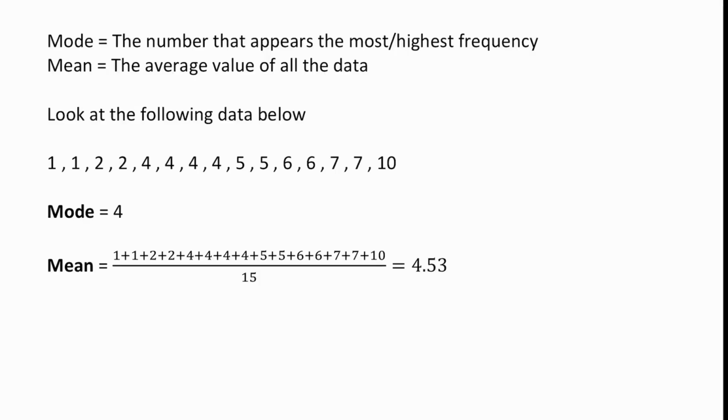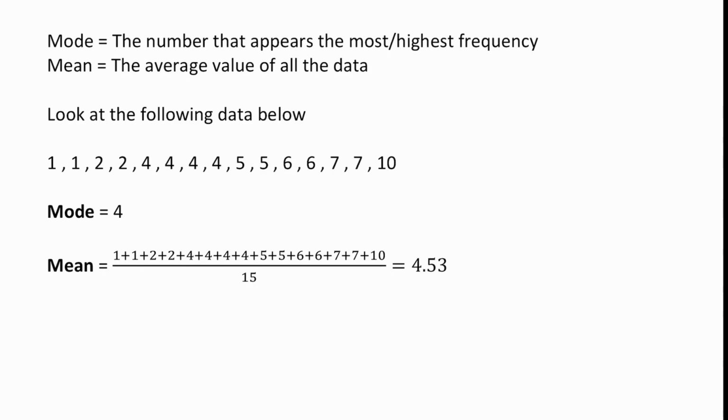Today we'll be going through mean, mode and median. So let's go! Okay, so generally students mix up the three terms. Alright, so let's look at the meaning of mode. Mode is the number that appears the most, or the one with the highest frequency, whereas mean is just the average value of all the data.